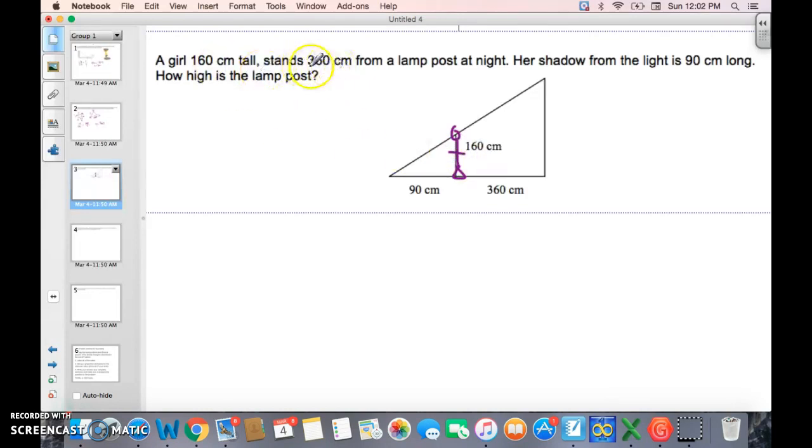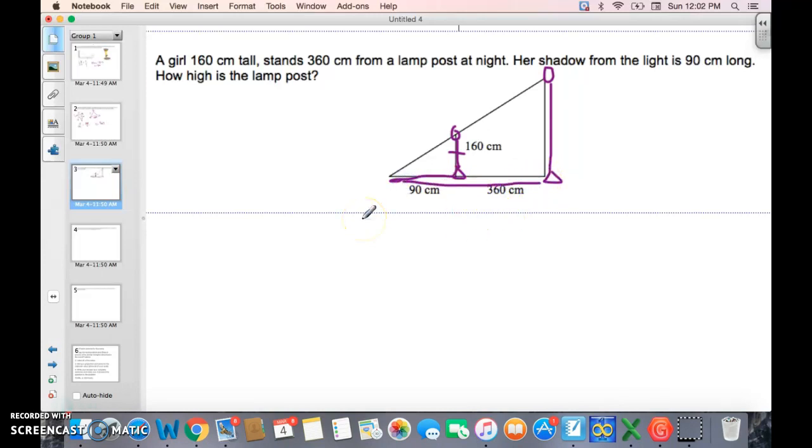She stands 360 from a lamppost, so here's my lamppost. At night, her shadow from the light is here. So this is the girl's shadow. It's 90 centimeters tall, and I want to know how tall the lamppost is. At this 360 is the whole distance of the lamppost shadow.